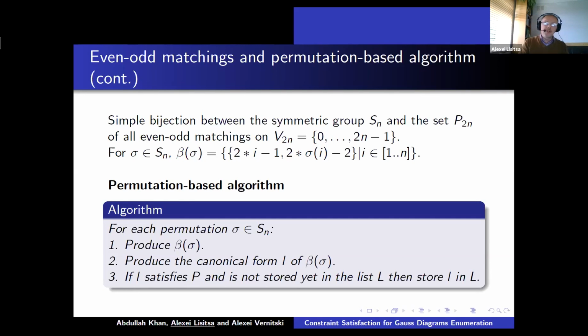You just canonize in a very natural way, and then you test the produced even odd matching, or Gauss diagram, for the conditions you are interested in. So this algorithm is also parameterized by a set of properties which may be embedded in the algorithm. You generate on the fly, test the properties, and store the results. Very simple, and it goes like that.